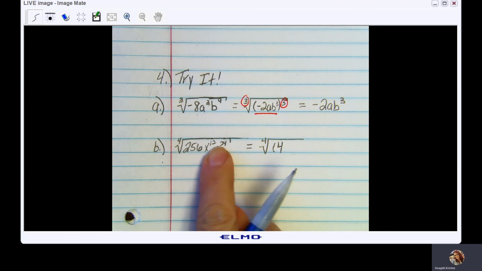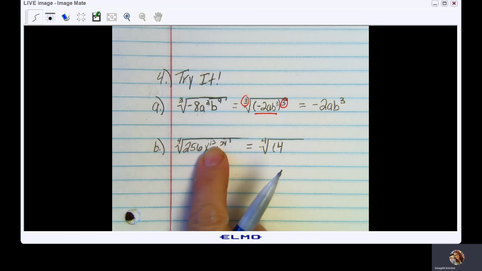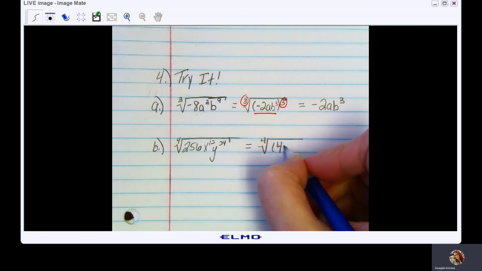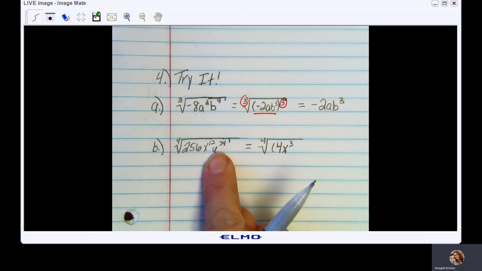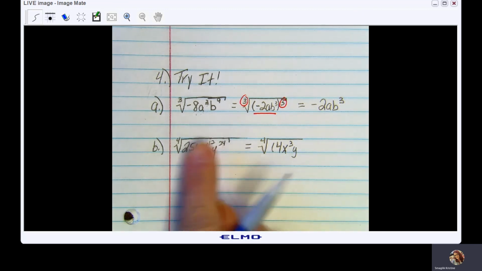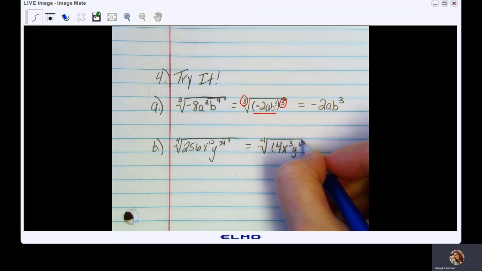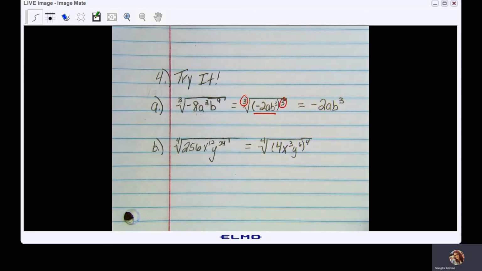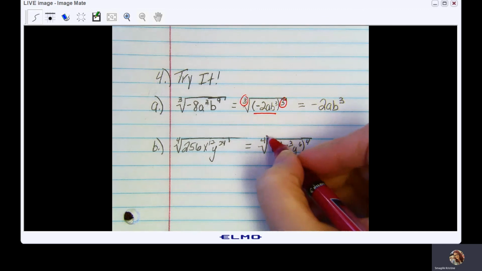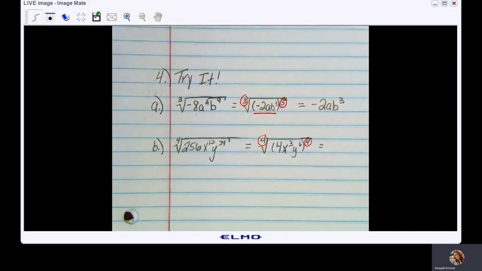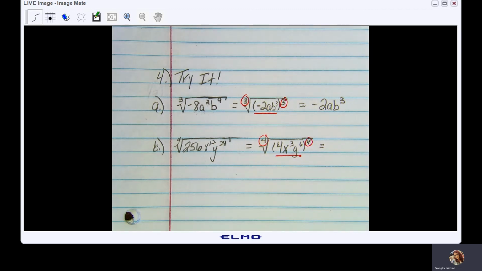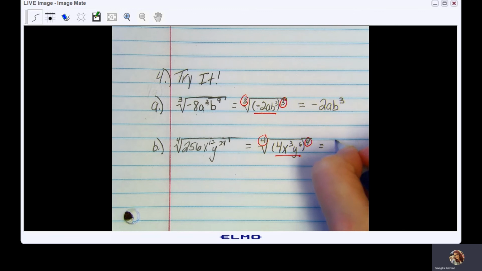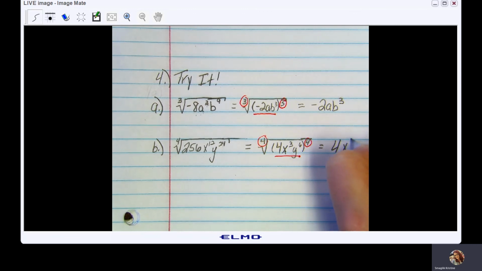X to the 12th. Is 12 divisible by 4? Yes, it is. 12 divided by 4 is 3. I'm going to put x to the 3rd there. Y to the 24th. 24 divided by 4 is 6. Raise that all up to the 4th power. And then notice again, your index matches that exponent. They will undo each other. And what's in parentheses can come out from the radical. So your answer is 4x cubed y to the 6th.